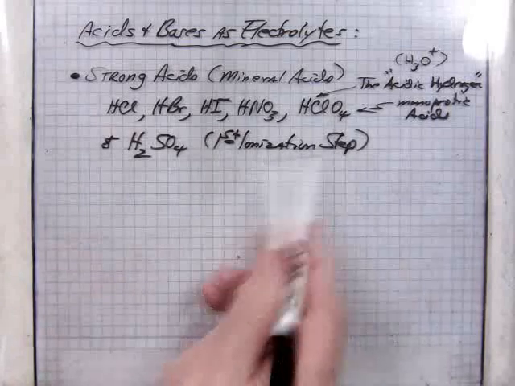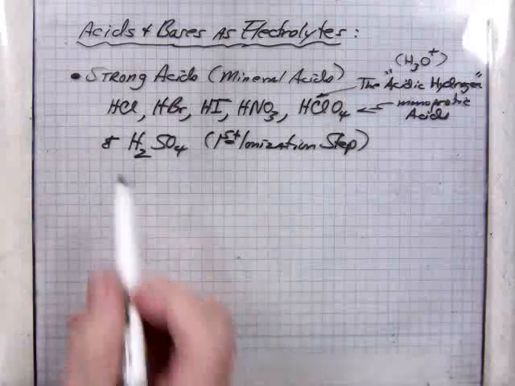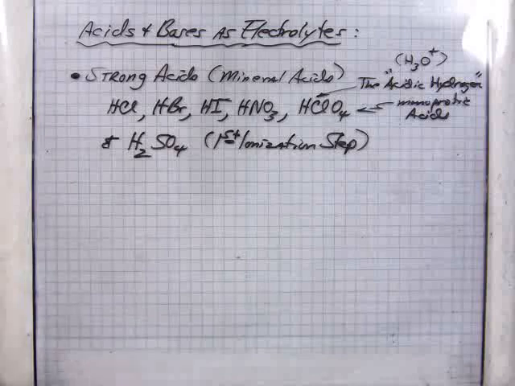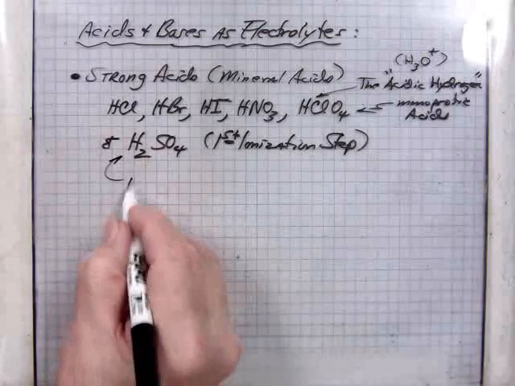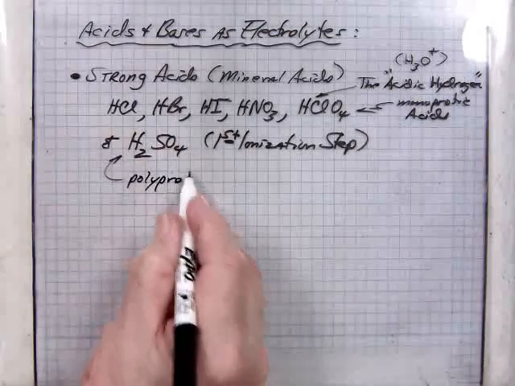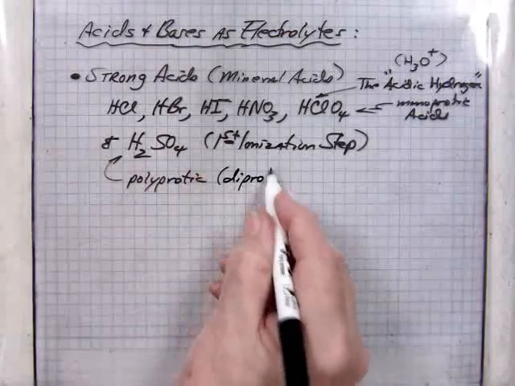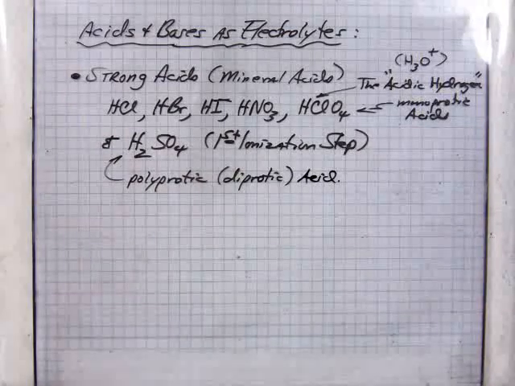Now, next thing is H2SO4 to the first ionization step. Well, this is a diprotic, or in general polyprotic. There are H2 acids, and there are H3 acids, H4 acids, H5 acids in some cases. So what we're talking about here is a diprotic or polyprotic acid, and diprotic in this case. And what that means is it ionizes in 2 steps.